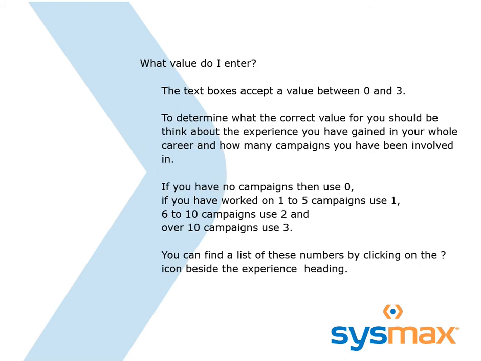The text boxes accept a value between 0 and 3. To determine what the correct value for you should be, think about the experience you have gained in your whole career and how many campaigns you have been involved in. If you have no campaigns, then use 0. If you have worked on 1 to 5 campaigns, use 1. 6 to 10 campaigns, use 2, and over 10 campaigns, use 3. You can find a list of these numbers by clicking on the question icon beside the experience heading.